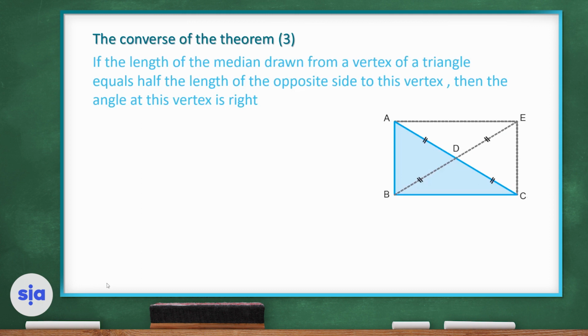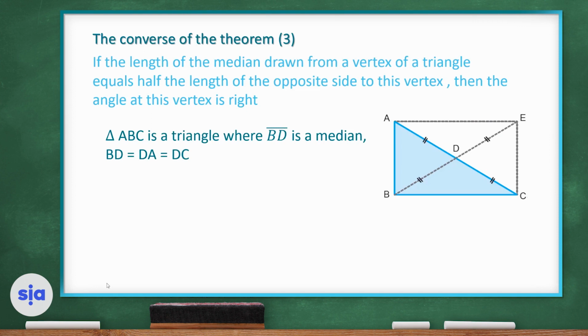The converse of this theorem says, if the length of the median drawn from a vertex of a triangle is equal to half the length of the opposite side to this vertex, then the angle at this vertex is a right angle. In triangle ABC, where BD is a median, then BD is equal to DA is equal to DC. So BD is equal to half AC. Then the measure of angle ABC is equal to 90 degrees.